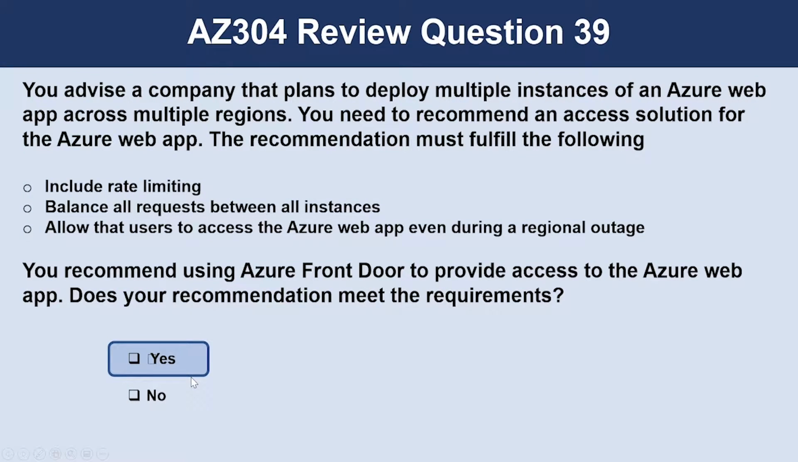The correct answer is yes. Front Door routes incoming requests to the primary region. If the application running in that region becomes unavailable, Front Door fails over to the secondary region.